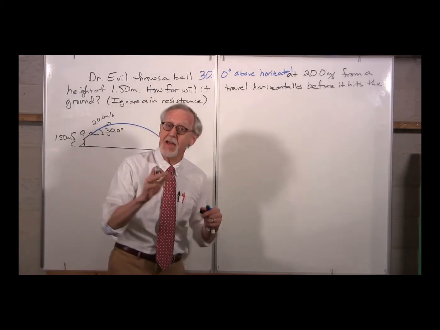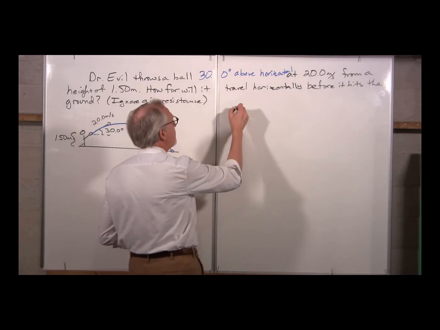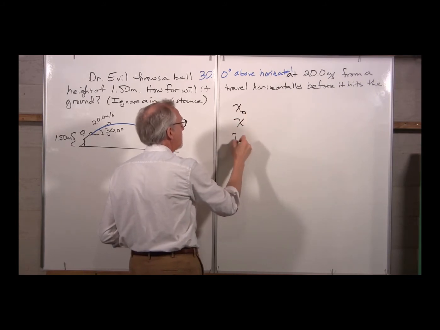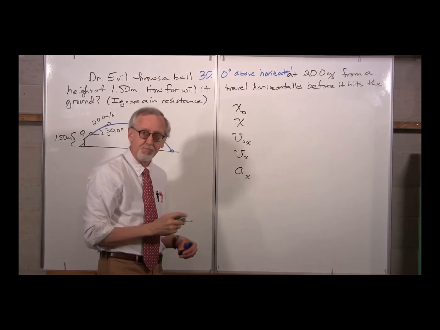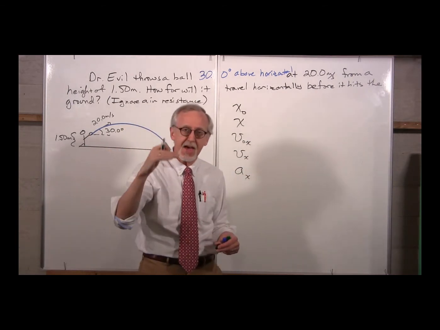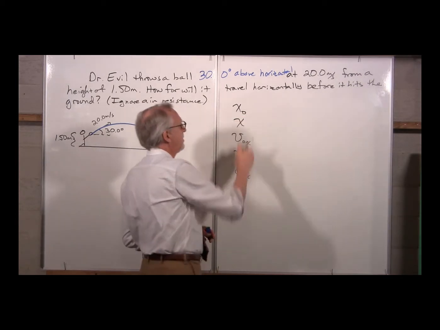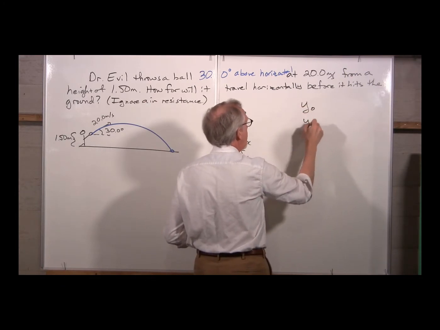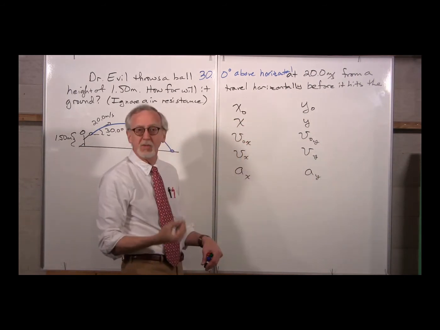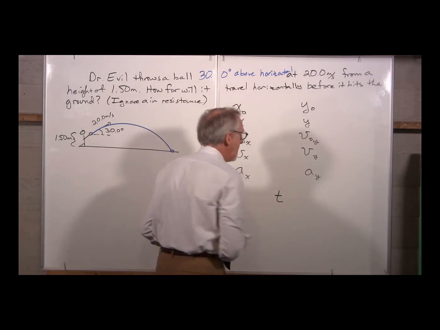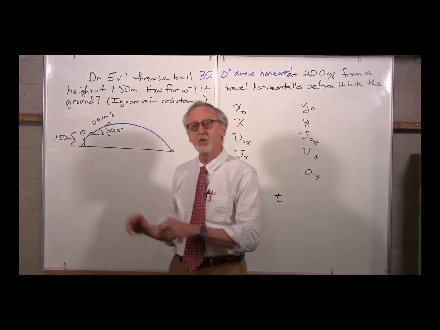Okay, first, the x variables. What are they? x naught x, v naught x, vx, ax. x naught x, v naught x, vx, ax. What are the y values? The y variables? Same thing. y naught y, v naught y, vy, ay, and what's the last one? t. There we go.